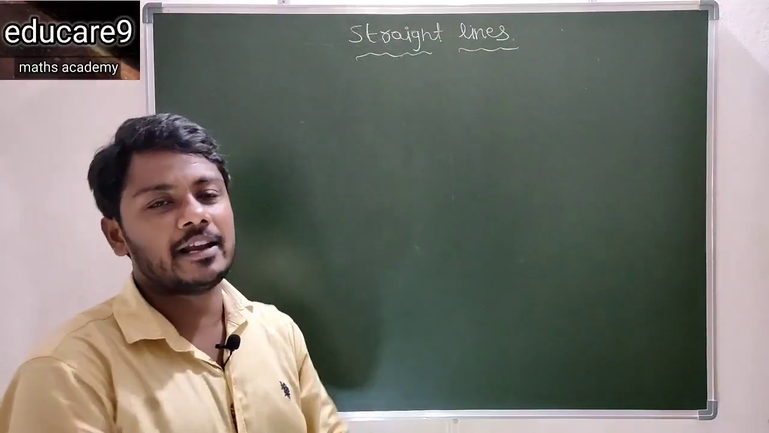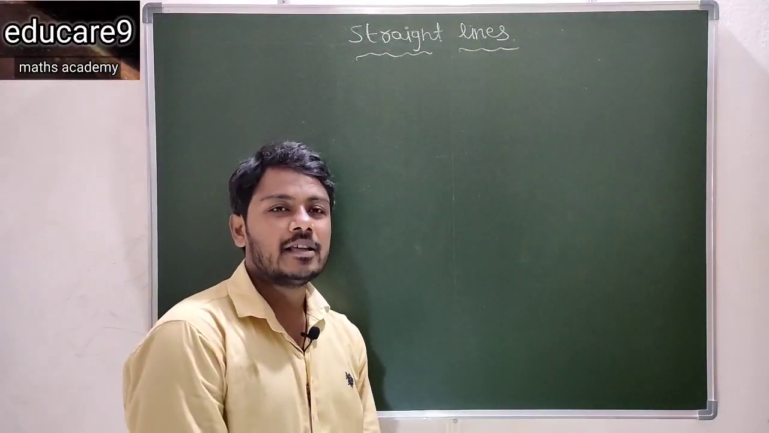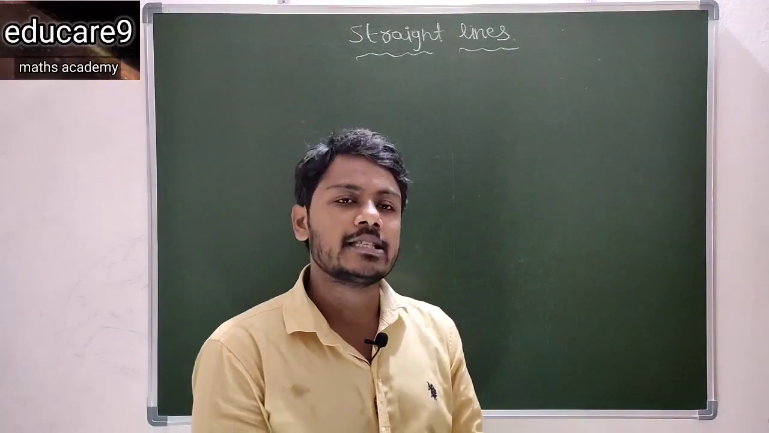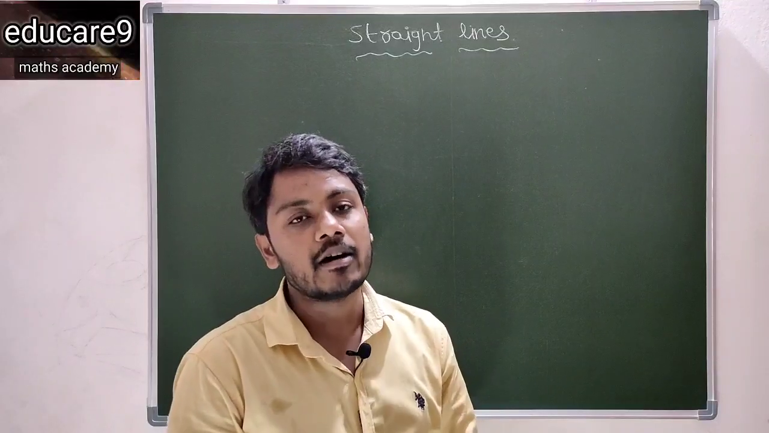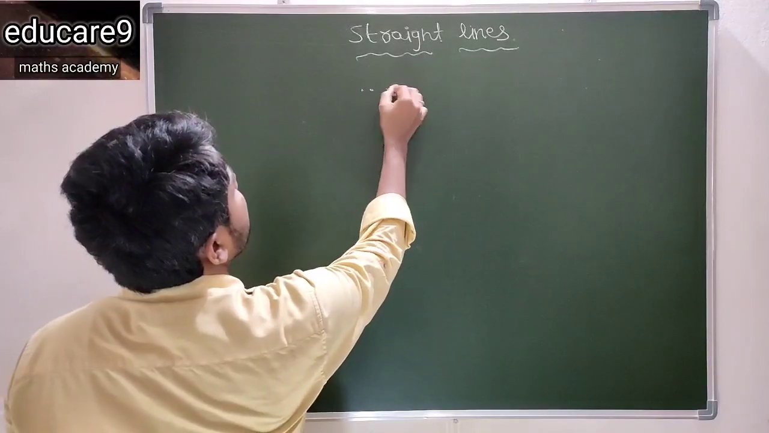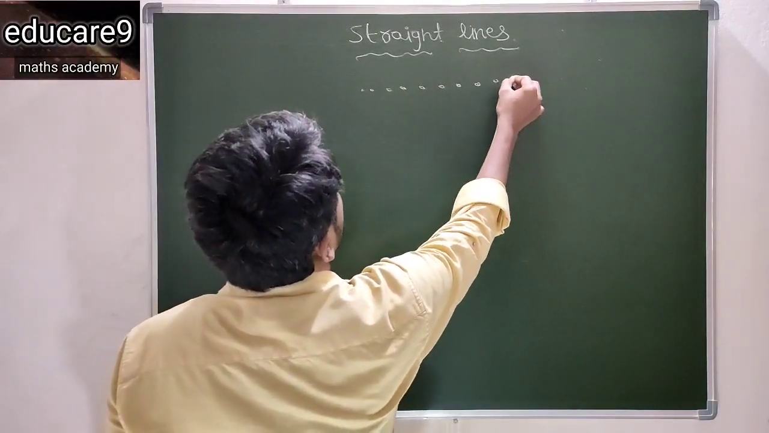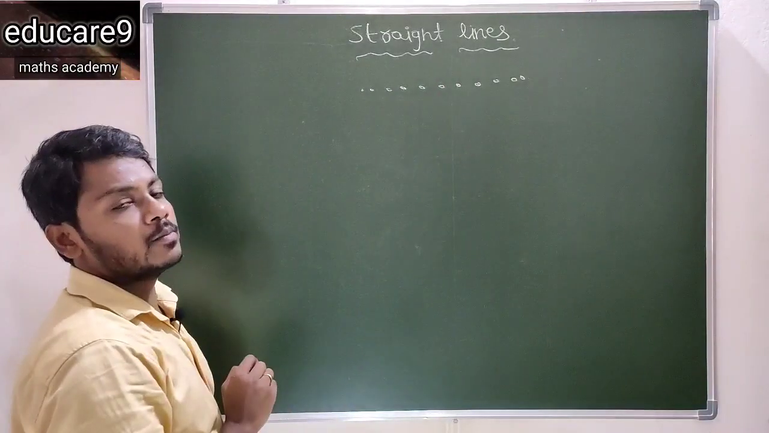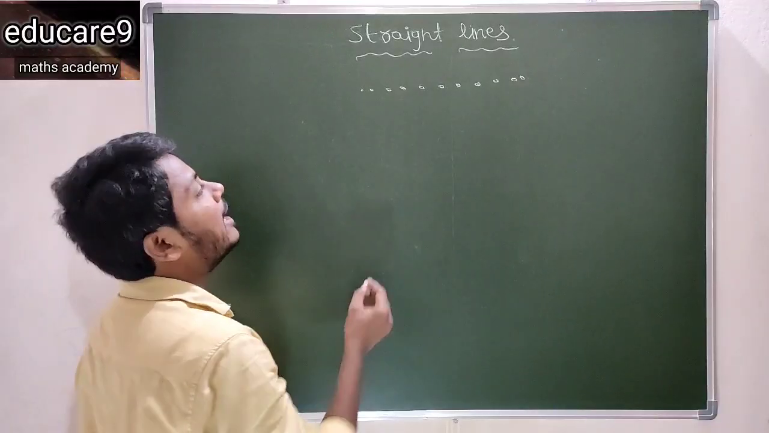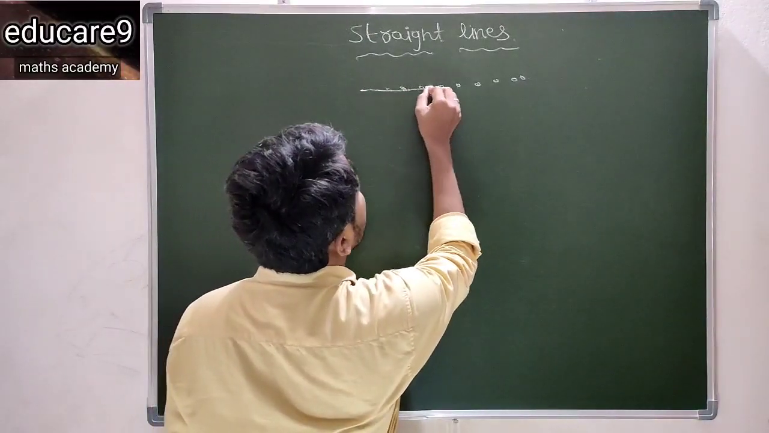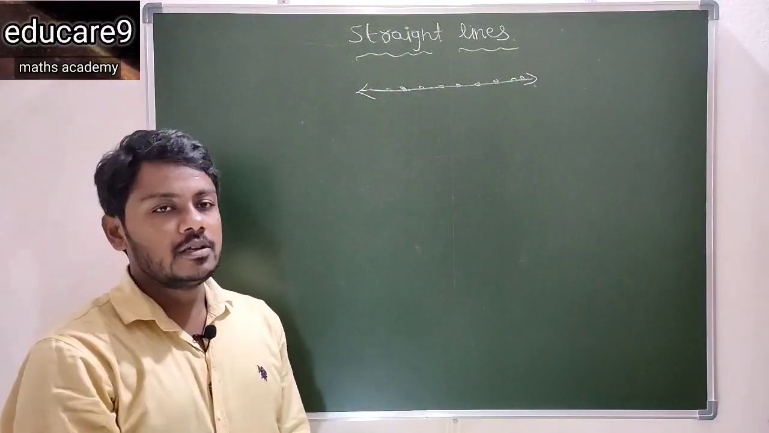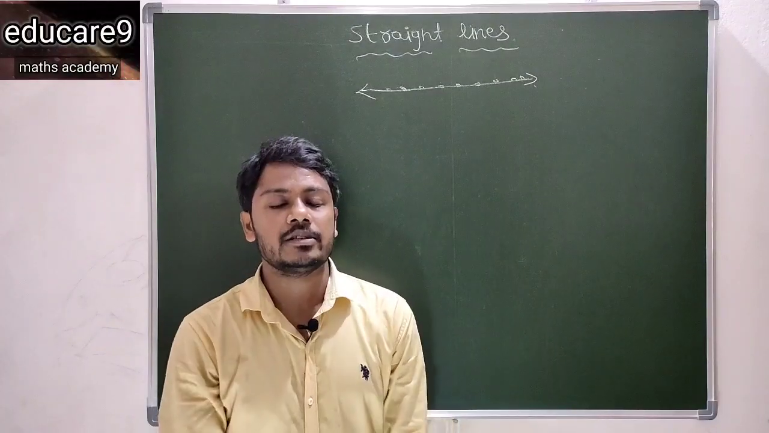So, what is meant by a straight line? A straight line is the line joining a set of points which moves endlessly in both directions. See here, for example, these are a set of points. These points move endlessly in both directions. Then the line joining these points is called a straight line. So that is the general definition of a straight line.